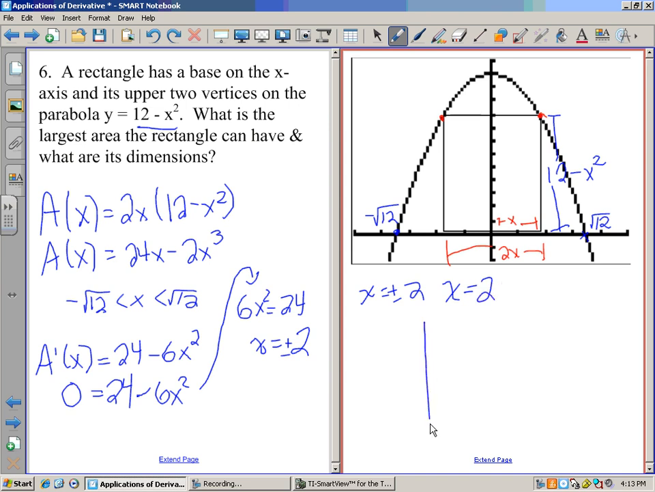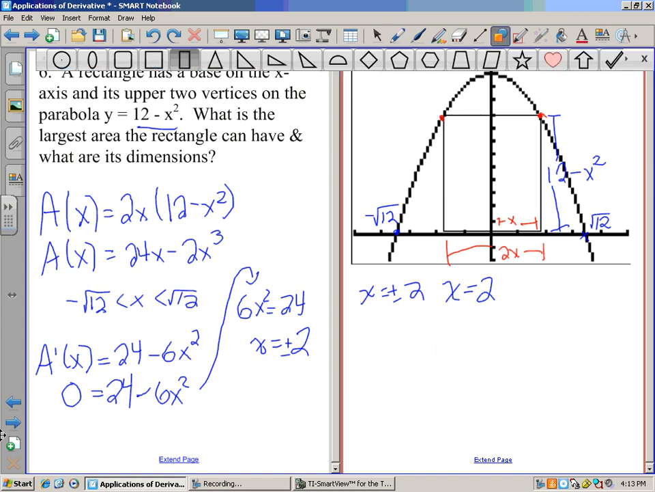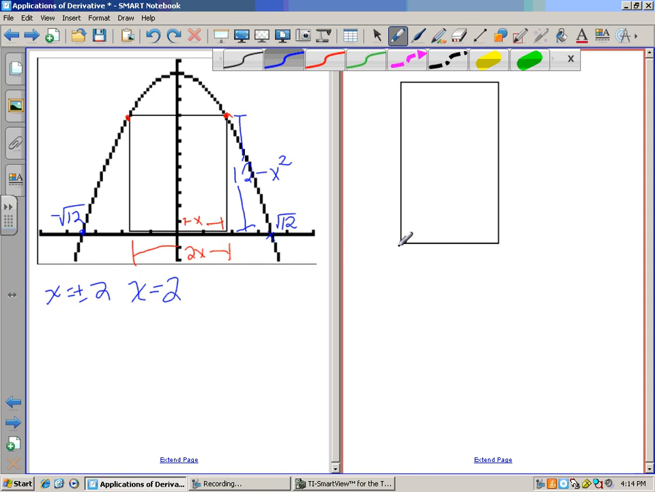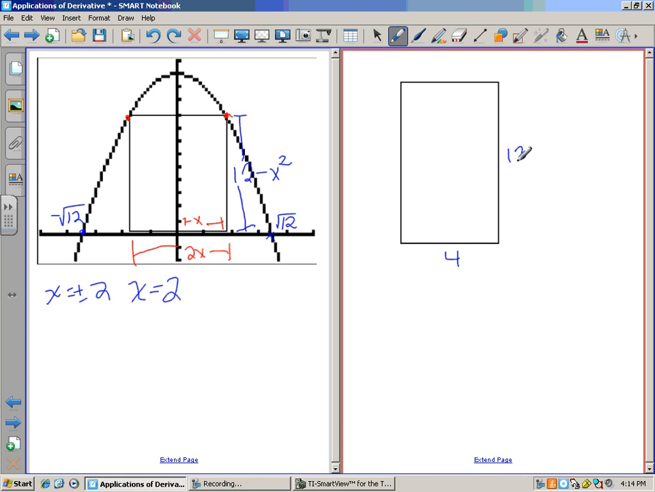And then if we look at our rectangle, which I'll redraw for clarity's sake, okay, let's grab a real rectangle. There we go. And I'm going to page over a little bit. So if we consider the real rectangle, we know that this side is 2x. So if x is 2, this side is 4. This side is 12 minus x squared. So this side is 8. So an 8 by 4 rectangle maximizes the area. And the area then is 32 square units.